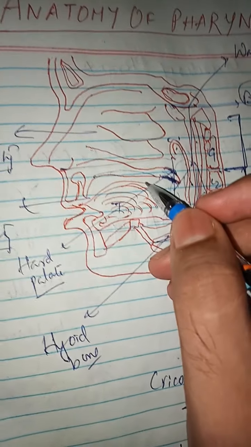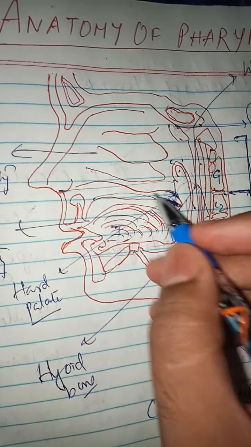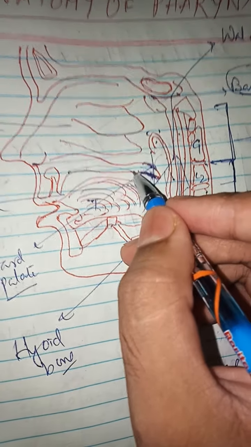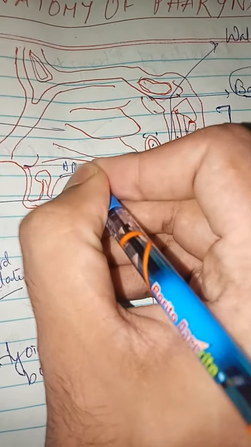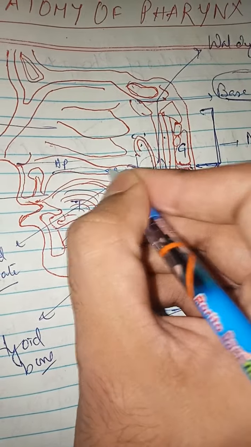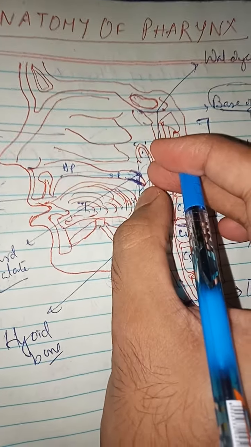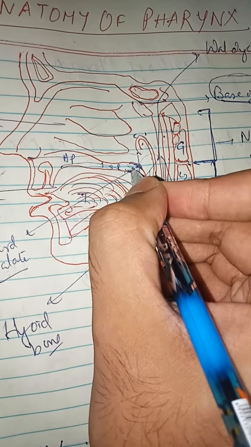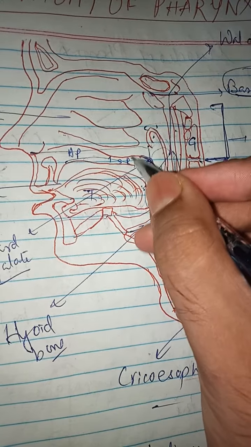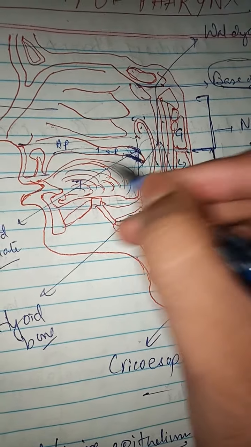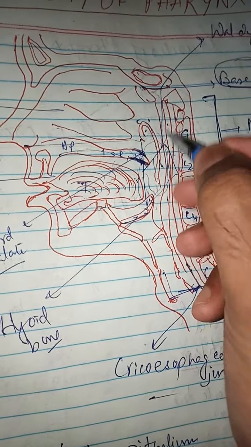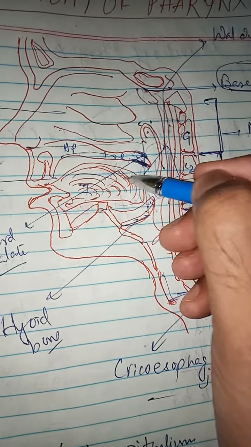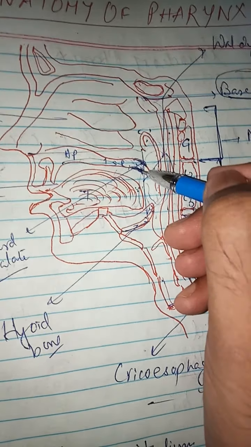The soft palate is a movable muscular fold which is suspended posteriorly from the hard palate. So this is the hard palate, this is the soft palate. It is a muscular fold which is movable and suspended from the posterior border of the hard palate. It separates the oropharynx from the nasopharynx. So this is the nasopharynx. The nasopharynx and oropharynx are separated by the soft palate.